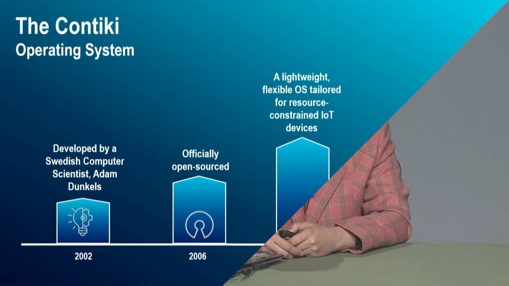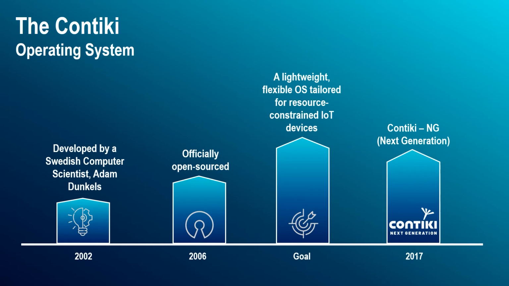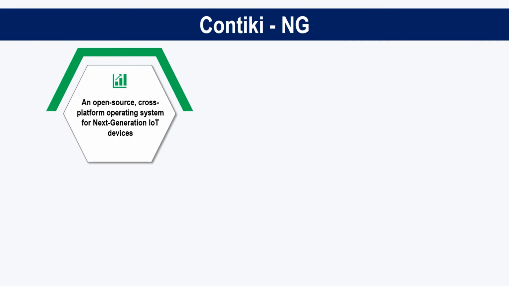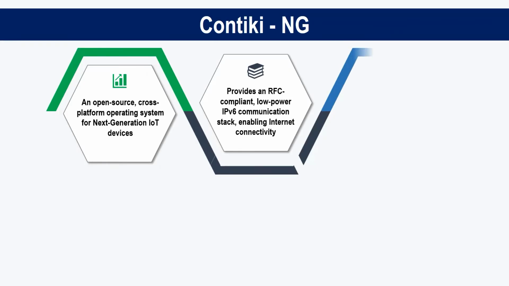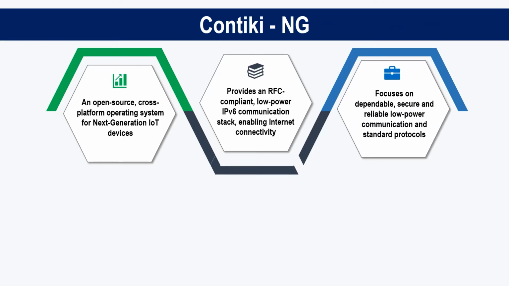This led to the development of Contiki-NG, where NG stands for Next Generation, and it is a new enhanced version of the original Contiki OS. Contiki-NG is an open-source, cross-platform operating system for next-generation IoT devices. It provides an RFC-compliant, low-power IPv6 communication stack enabling Internet connectivity. It focuses on dependable, secure, and reliable low-power communication and standard protocols such as IPv6, 6LoWPAN, RPL, and CoAP.